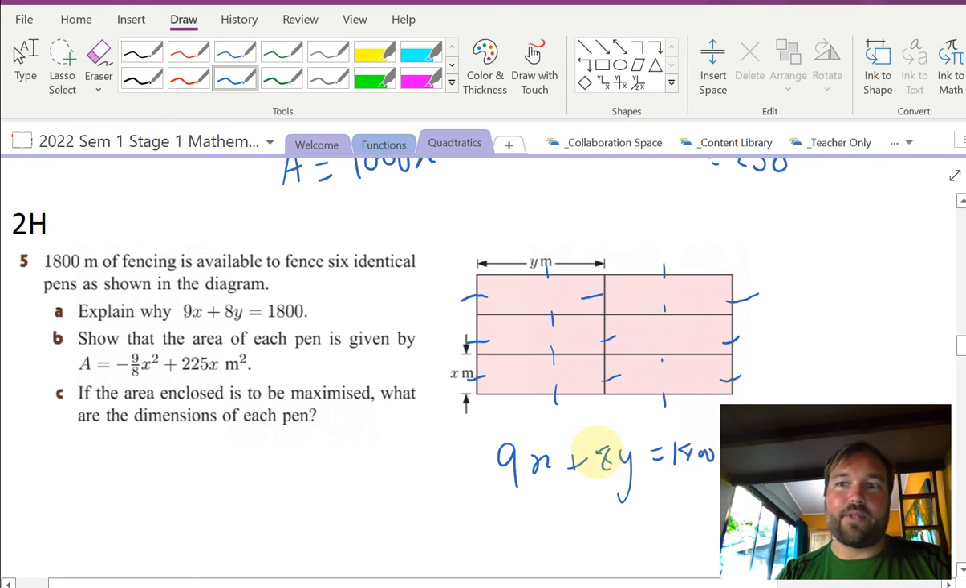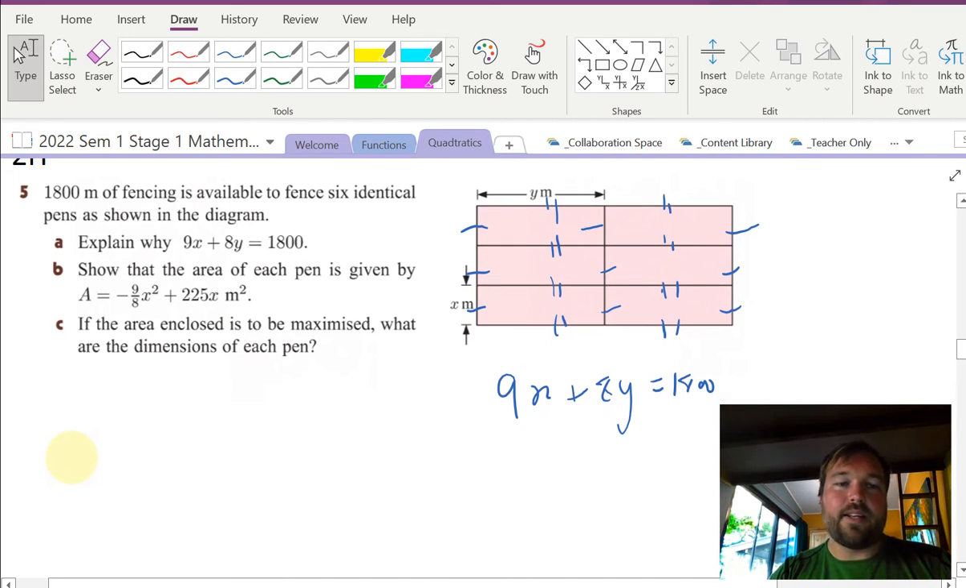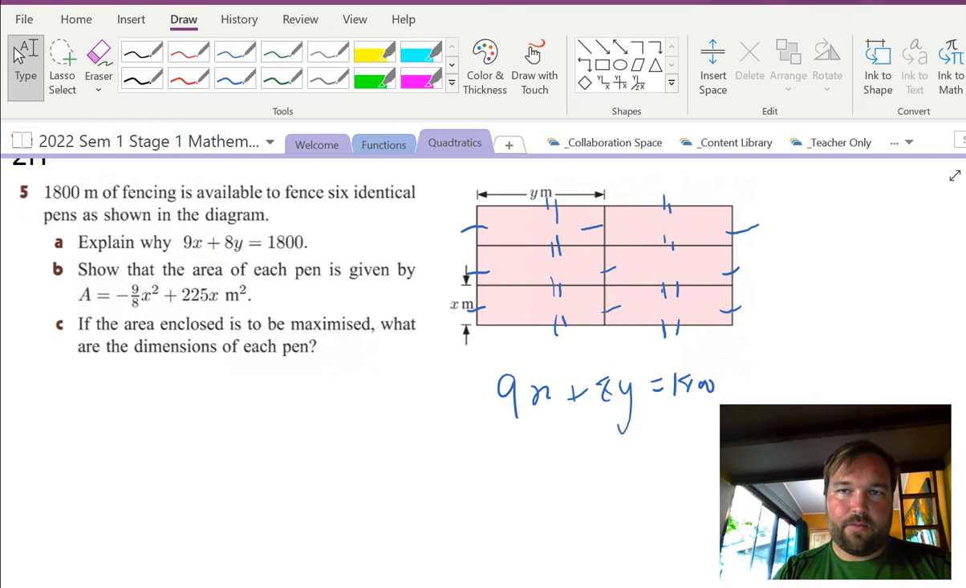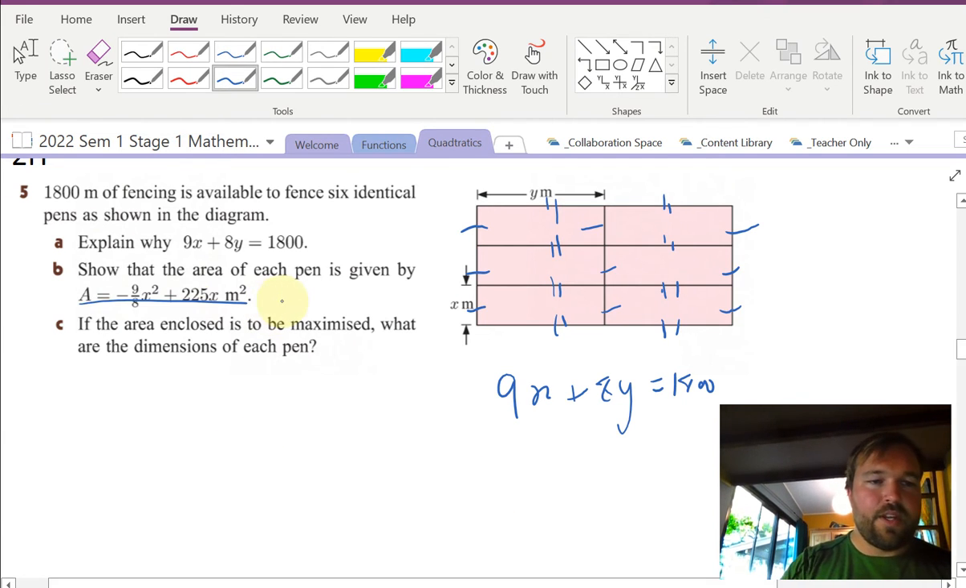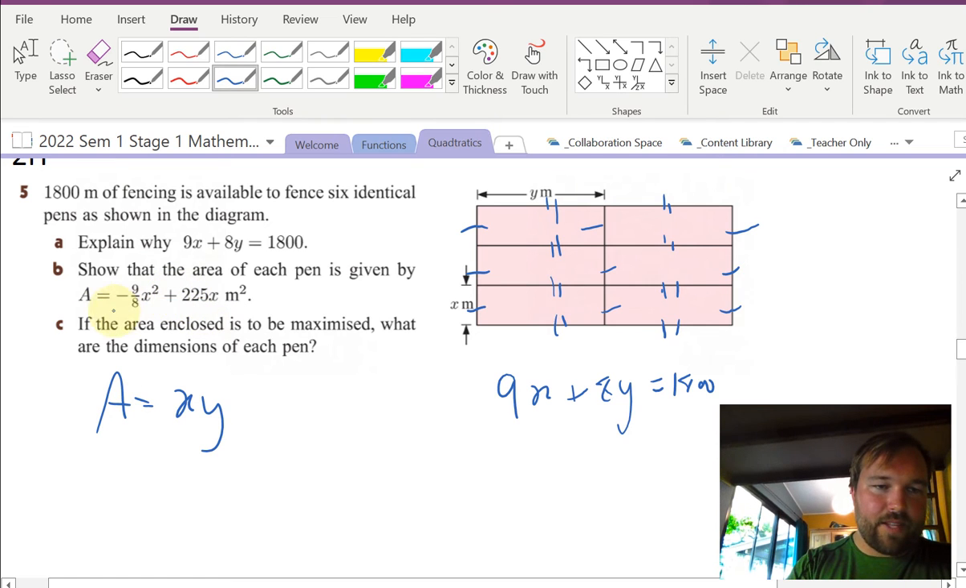I'm not actually sure what they're expecting you to write there, because if you look at it, it's pretty comfy that you're looking at 9 lots of one line and 8 lots of the other line. Cool. The area of each pen is given by... Alright, first thing we should notice, even though I didn't notice it straight away, is that there's no y in this equation. So you're all thinking, well, great, and so was I. Area is xy, sorted. But there's no y in there.